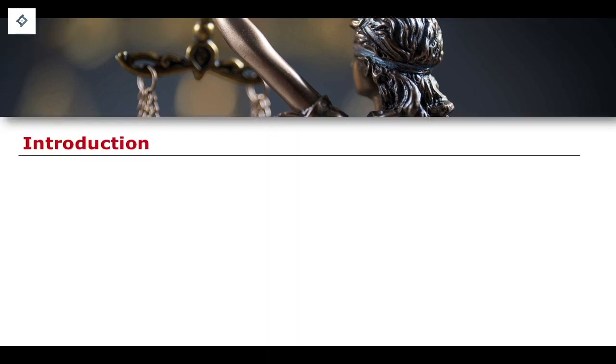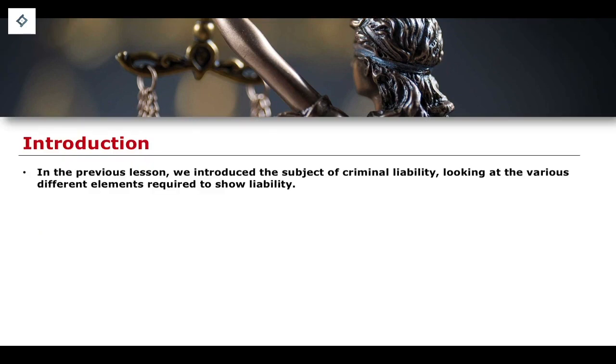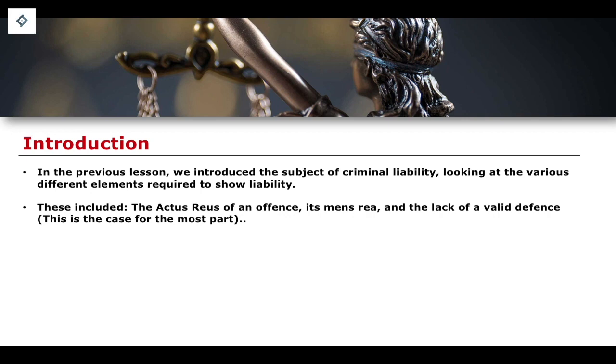We're going to explore a number of different issues pertaining to the idea of the actus reus within this lesson, picking up on what we did in the previous lesson, which was introducing the subject of criminal liability, looking at the various elements of a crime which ultimately are required to show liability. So we talked, for example, about the actus reus of an offence, the mens rea, and the lack of a valid defence being the most common equation, shall we say, for the establishment of criminal liability.